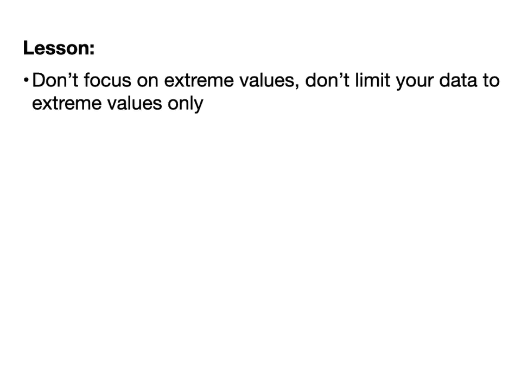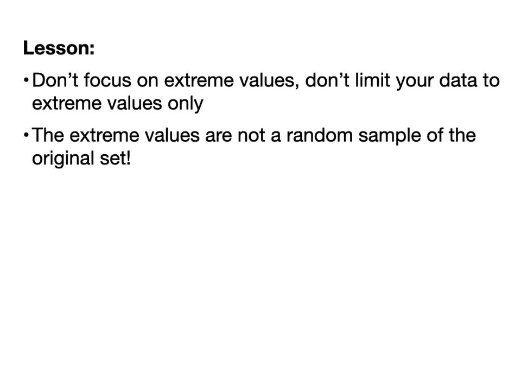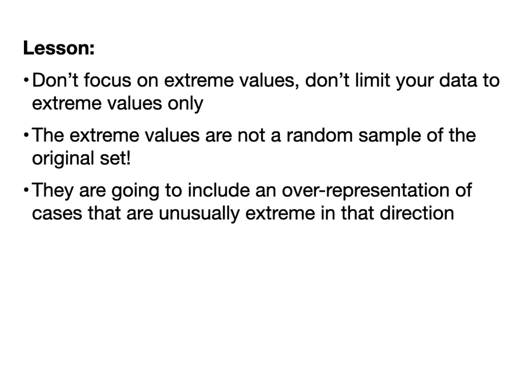Okay, so the lesson here: don't focus on extreme values. If you're doing a scientific study, don't limit your data to extreme values, because you'll run into some paradoxical conclusions if you do that. The extreme values are not a random sample. They're not a representative subset of the original set. So if we just look at athletes right after they've been on Sports Illustrated, it's not a representative subset of times in their performance history.